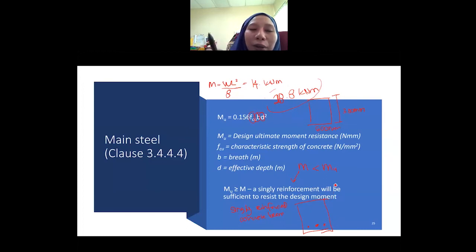Okay. However, if ever you dapat M is bigger than MU, then the option for you to design going to be type 2. Which is, you akan ada another bar above here for compression. So, you akan ada compression and tension bar. So, this is what we call as doubly reinforced concrete beam.